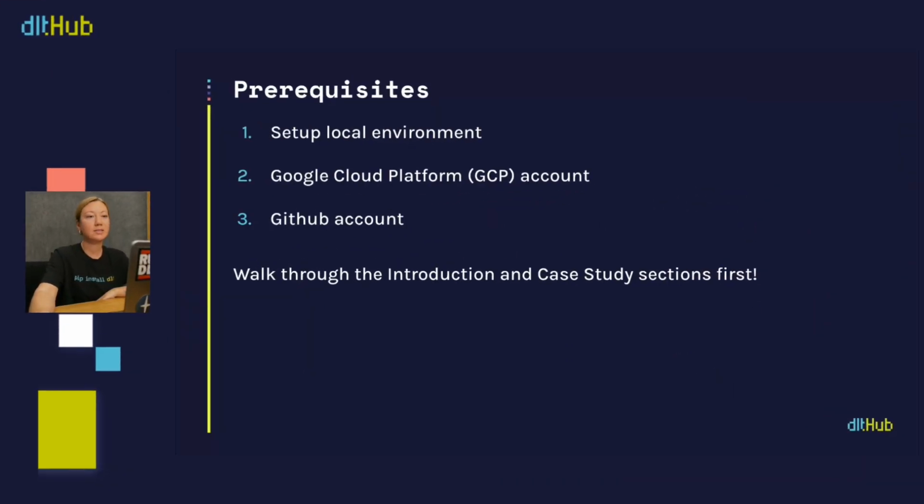Before we get started, let's quickly check the prerequisites of this section. You'll need a local environment set up, basically Python, ready to go on your machine. And you will also need a Google Cloud Platform account since we will be using BigQuery as a destination. And finally, a GitHub account because we will be pulling data from GitHub API during the exercises. With these three things in place, you will be ready to follow along smoothly.